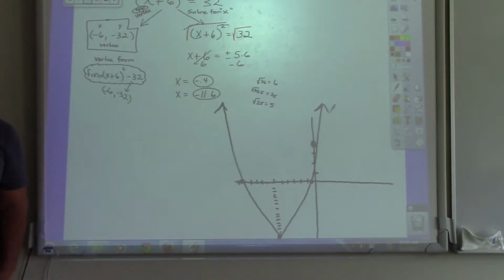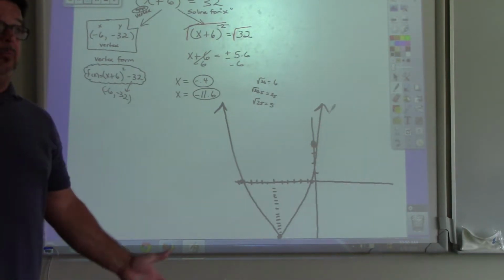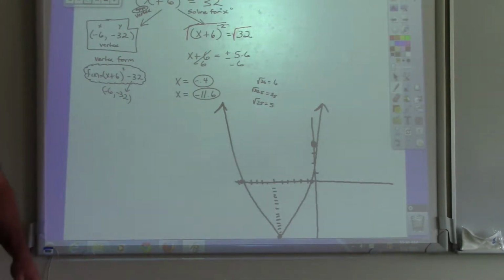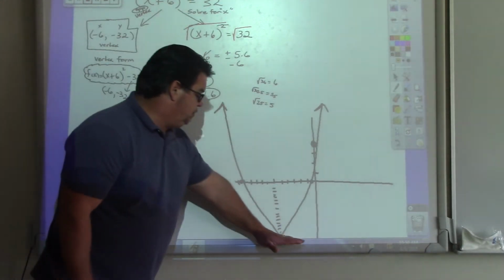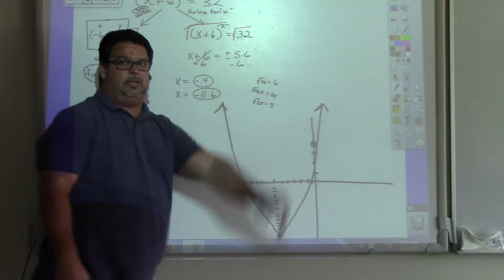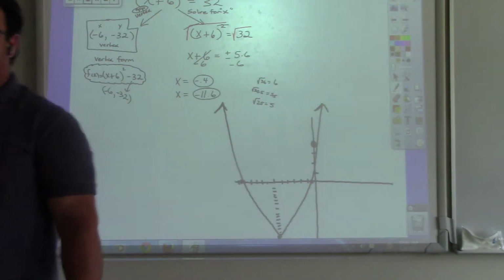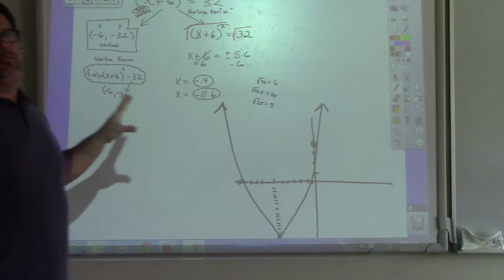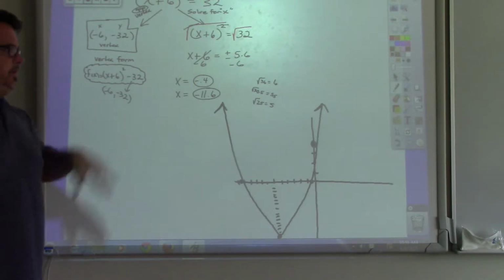And now you can find your domain and range. Domain is all real numbers because it is a polynomial, and your range is from -32 to infinity. Now, your goal between now and next Tuesday or Wednesday, when the final exams are over, whenever this class is over, is to be able to do this without any problem. So that's all we're going to be doing the next 3 or 4 days.